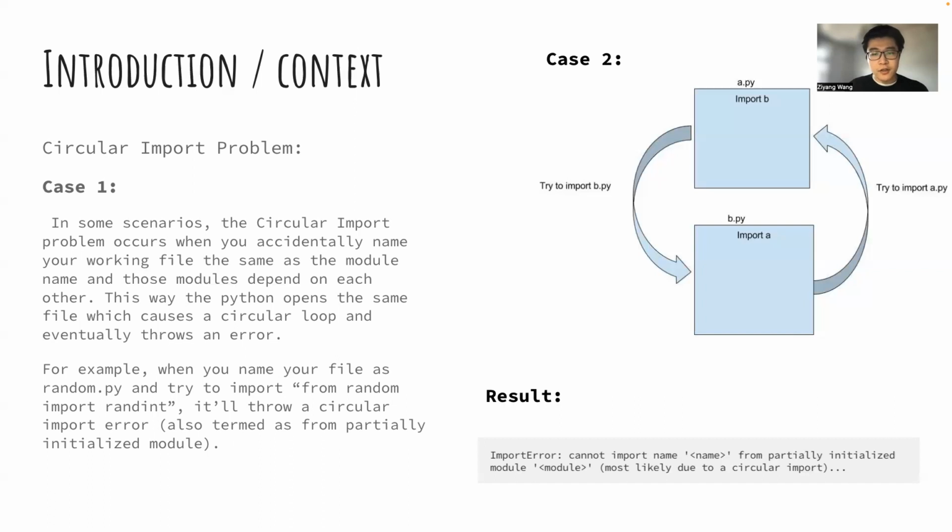The second case is when you have two files or packages, which each include code for importing another package, but these two packages or files try to import each other. In this way, it will also throw a circular import error because it will cause an infinite loop of trying to import two Python files or packages. Next, please.